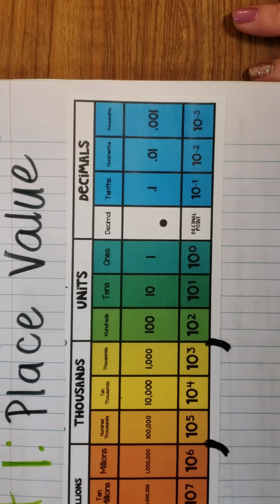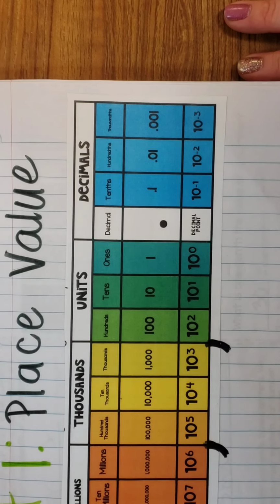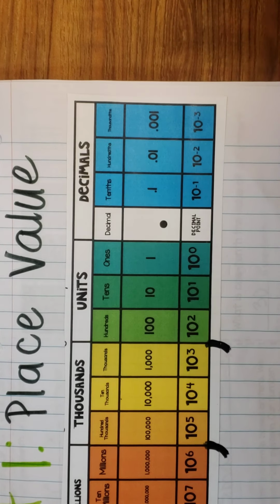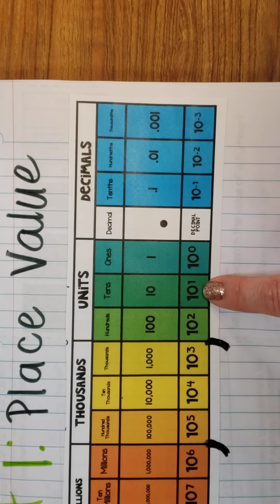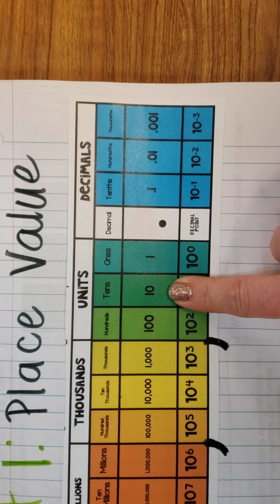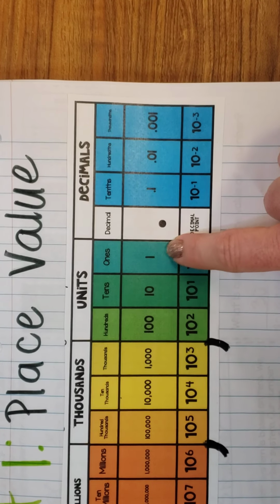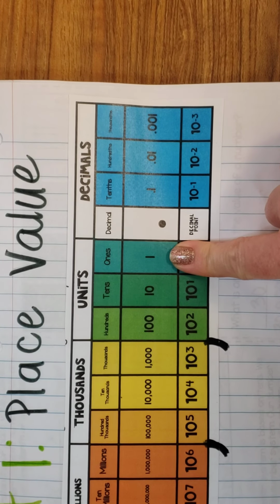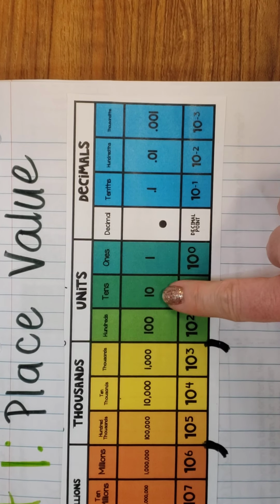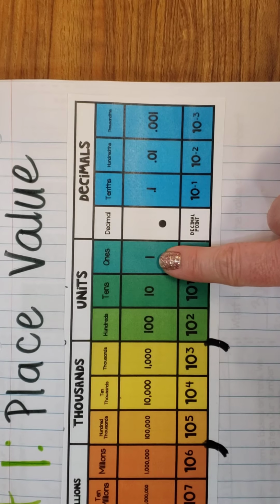For example, if I wanted you to place the number 27 on a place value chart, your 2 would go into the tens place, its value would be 20, and then your 7 would go into the ones place, and its value would be 7. Together, the 2 and the 7 would make 27.